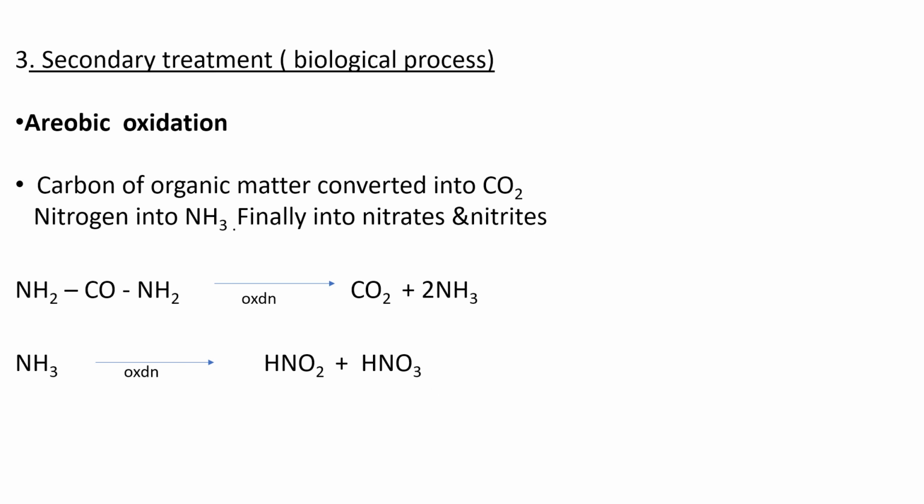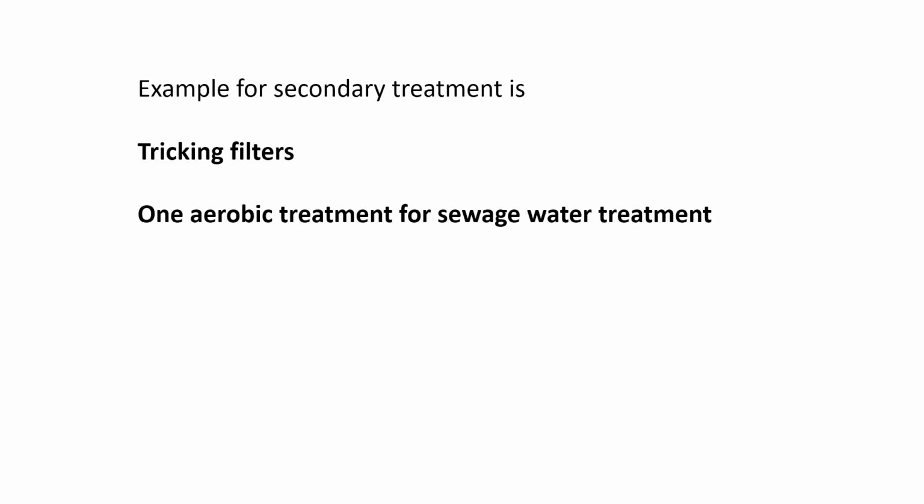So how will we carry out the secondary treatment? We have an example for secondary treatment, known as the trickling filter. This is one of the most important topics in this module. Trickling filters: explain the working of trickling filters, or explain one of the aerobic treatments in sewage water treatment. Always remember, the trickling filter is an aerobic treatment in the presence of oxygen by aerobic bacteria. Then what is the working of the trickling filter?